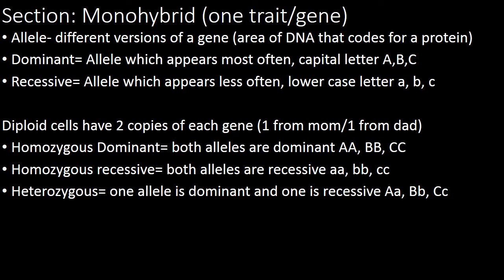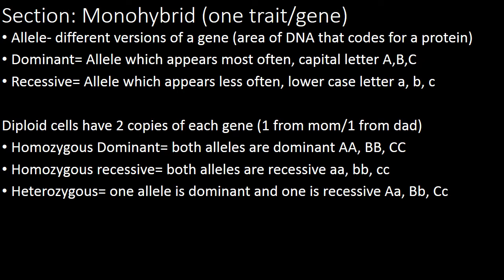So the first word you need to know is an allele. An allele is a different version of a gene. What is a gene? That's going to be an area of DNA that codes for a protein. Your alleles could be dominant or they could be recessive. A dominant allele appears most often and it will always be used with a capital letter. A recessive allele appears less often and it will be a lowercase letter.